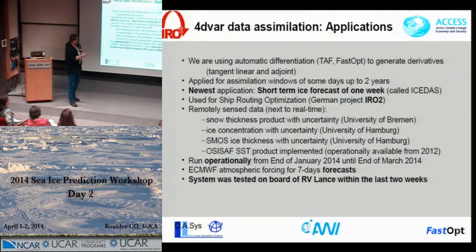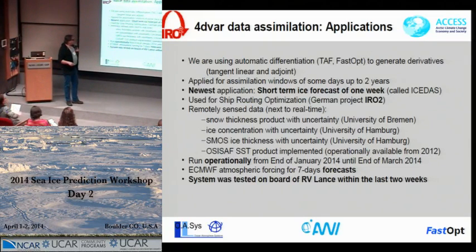What we are using is snow thickness, remote sensing data, ice concentrations, ice thicknesses, SMOS. So they are only good for thicknesses lower than about 0.5 meter. And we are using SST data. For this, we have local uncertainties. For the SST, not. We have run the system operationally from January this year to end of March. And we are using the ECMWF forecast.